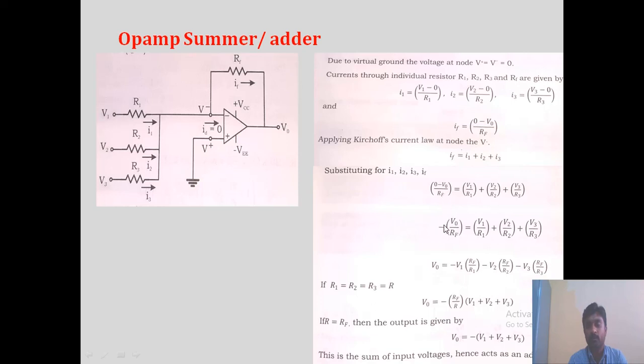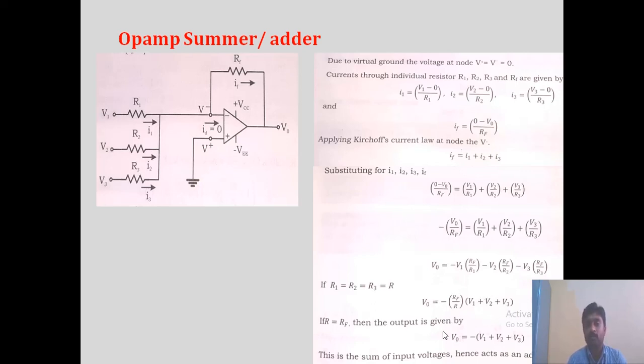Minus V0 by RF will be equal to V1 by R1 plus V2 by R2 plus V3 by R3. And V0 will be equal to, if you take the minus to the right and RF to the right, minus V1 RF by R1 minus V2 RF by R2 minus V3 RF by R3. If we choose all these three resistors equal to R, the expression becomes V0 is equal to minus RF by R into V1 plus V2 plus V3. Now the expression of this Opamp summer becomes minus RF by R into V1 plus V2 plus V3.